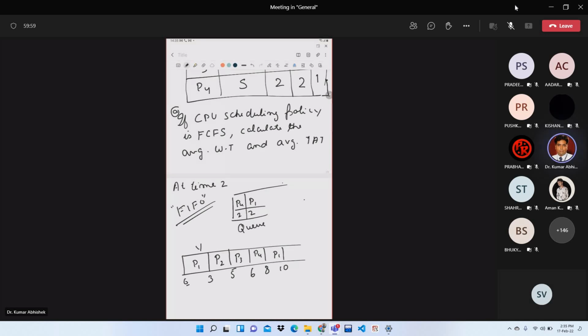Is it clear? Now you can solve it. But keep this in mind in question number A and B. Keep this ready queue in mind and then solve your question. It will be easy then. Clear? Hope you have copied.